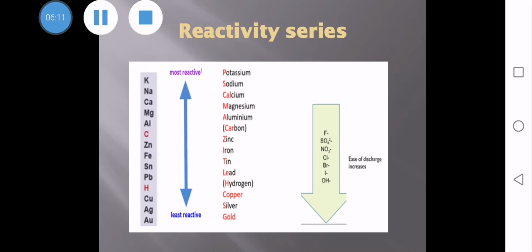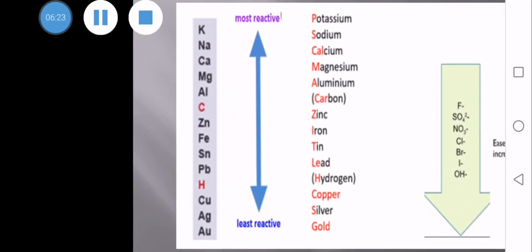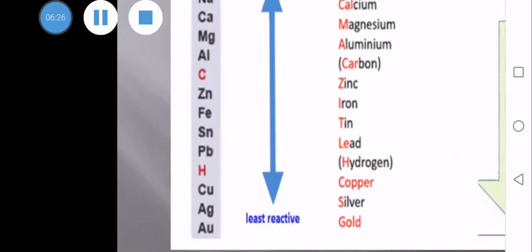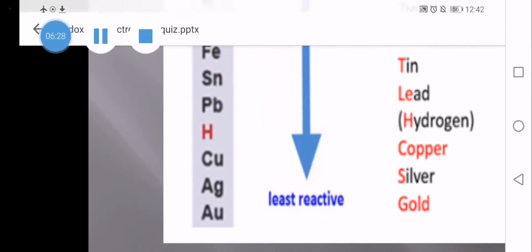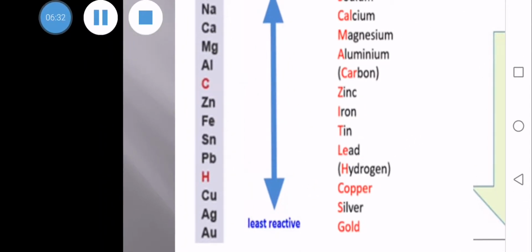So next we are going to start the reactivity series. Here you can see from most to least reactive. There we actually discuss the ease of discharge. So if you look at the metals, the ease of discharge of hydrogen, compared with all the metals given above hydrogen, like sodium, calcium, magnesium and aluminium, would be more than that of these metals.